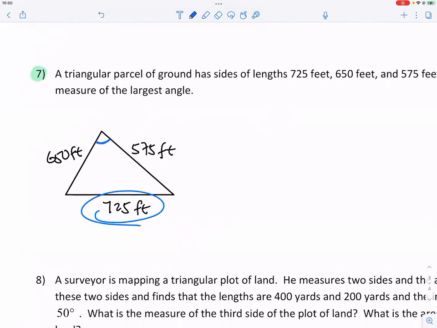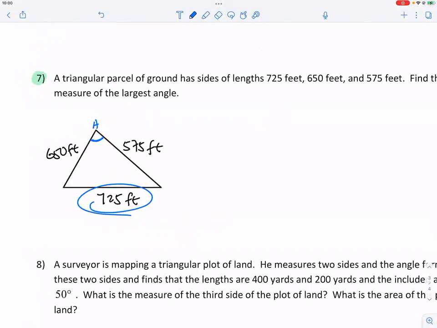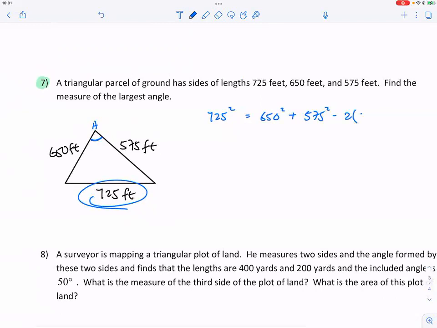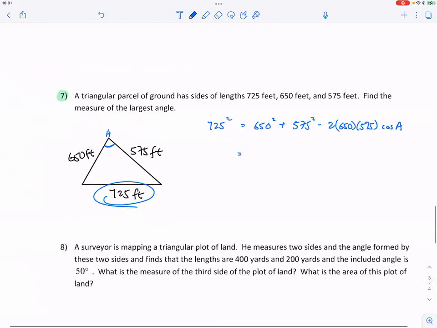So let's say this is angle A. Okay, make it easier. You are about to deal with some very big numbers. So you have 725 squared equals 650 squared plus 575 squared minus 2 times 650 times 575 and cosine of A. Or if you can memorize the other one, you can go straight and use that one.